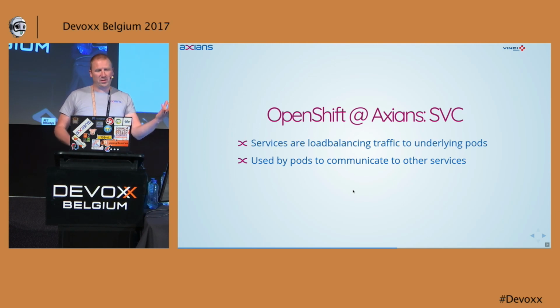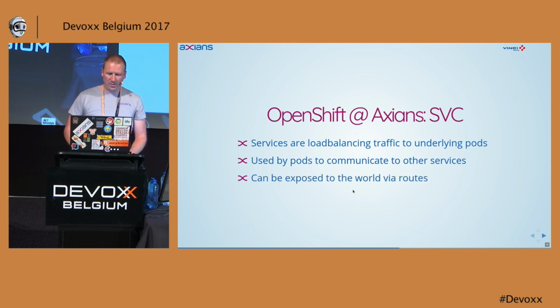So you will never have one pod communicating directly to another pod. You communicate via the service, so you don't have to know the exact IP address of the pod, because it can change all the time. And a service can be exposed to the outside world via routes. That's what you see and how this demo is presented at the moment.